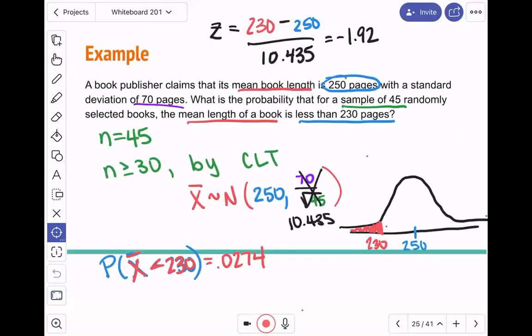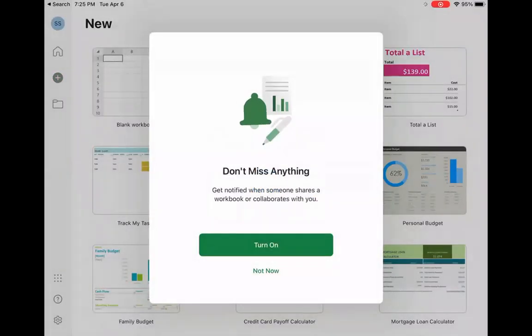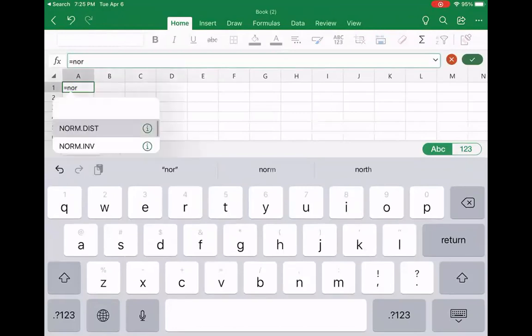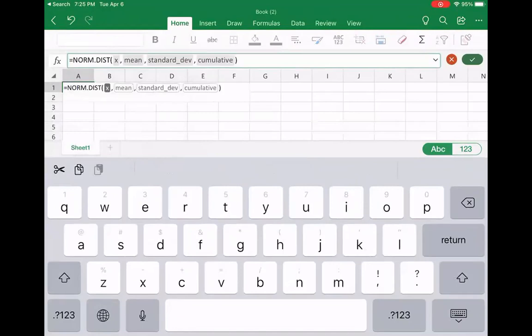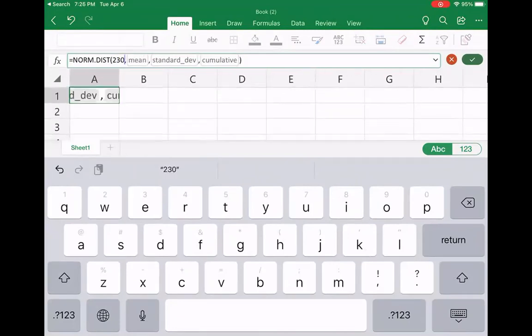Let's look at this same problem, but let's do it in Excel real quick. Excel only calculates what side? Left. It only calculates the left. So in Excel, we have a function. It's equals norm.dist. We give it the x value first, which is 230. Our mean was 250. Our standard deviation was 10.435. And remember what we set our cumulative to?